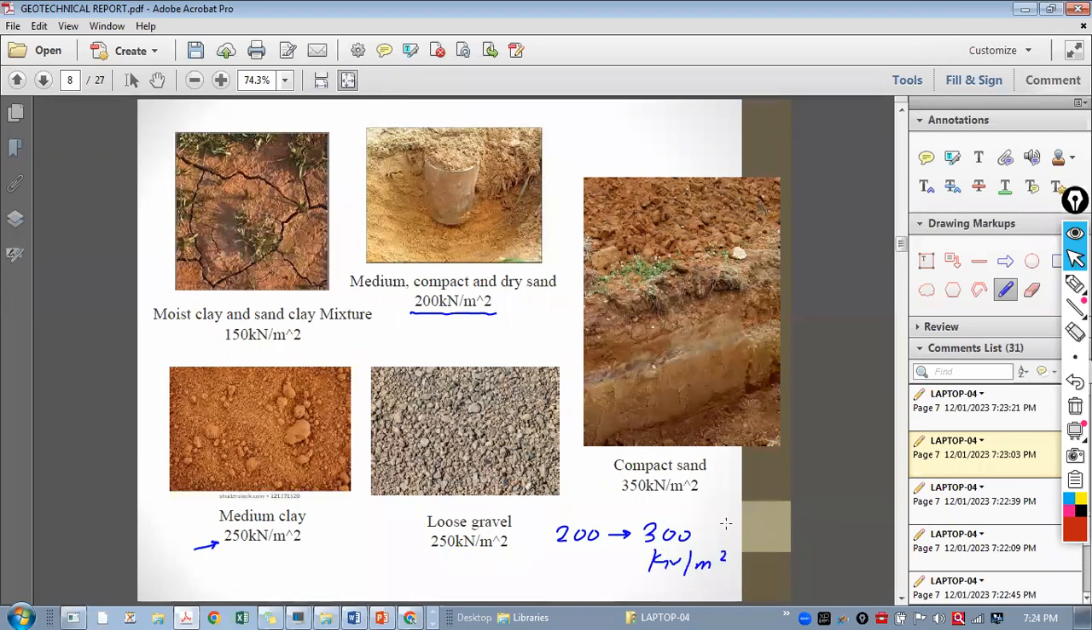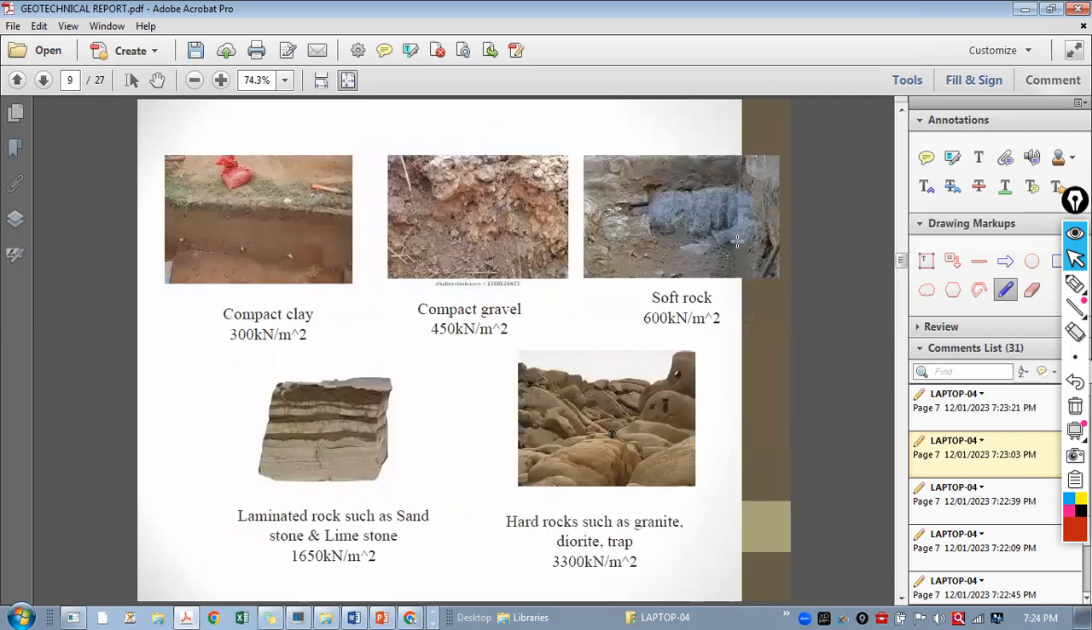For bigger projects, geotechnical investigation is done, and they will give you the SBC directly. So don't worry for bigger projects, but for smaller projects, these values will help you. Compact clay 300, compact gravel 300 to 450, we can say. Soft rock 600, and if the rock is quite strong, laminated, then you can think of near about 1500 kilonewton per square meter. And if it is so hard, then you can go even 2000 to 3000.